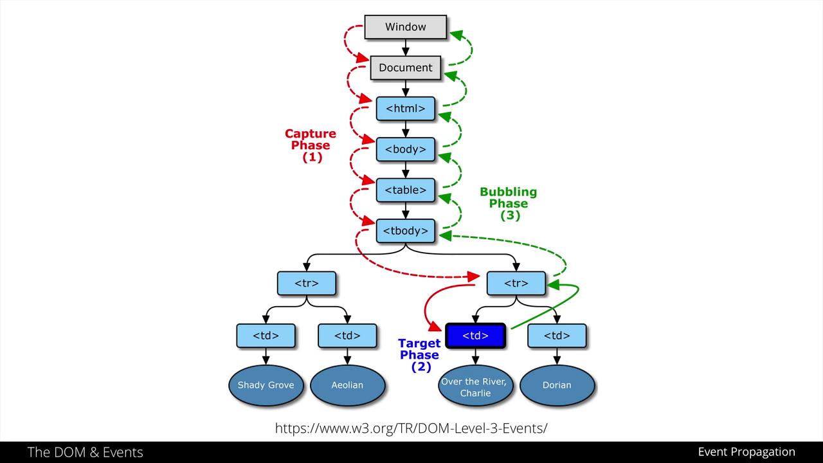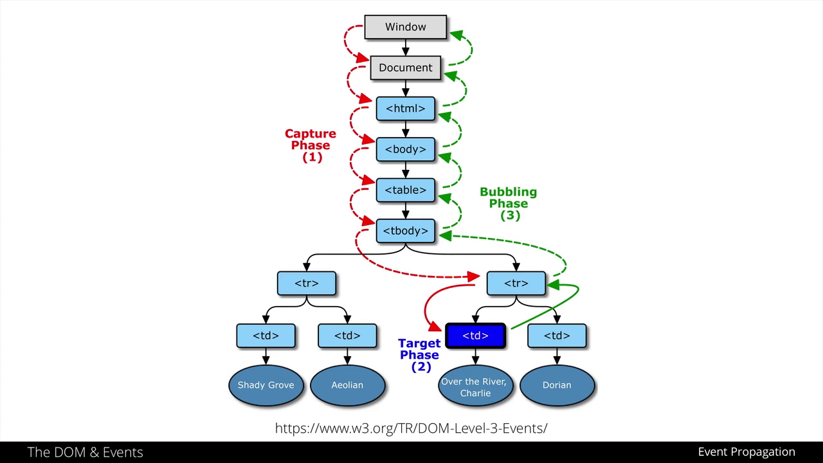Finally, it gets to the target phase. This explains why in the past we've seen event.target or e.target representing the element that was actually clicked or had the event occur. Phase 2 represents this target phase of the element that actually had the event occur. Then there is a third phase, the bubbling phase, where every element above this in the DOM is again notified that this element had an event occur to it.